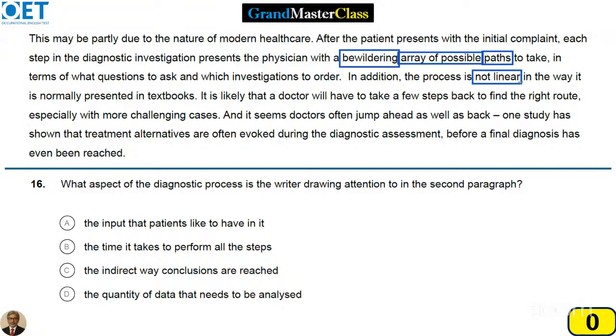And it seems doctors often jump ahead as well as back. See here. They often jump ahead, they go forward, and they go backward also. Try to understand here. One study has shown the treatment alternatives are often evoked during the diagnostic assessment before a final diagnosis has even been reached. So now here you can see it very clearly.